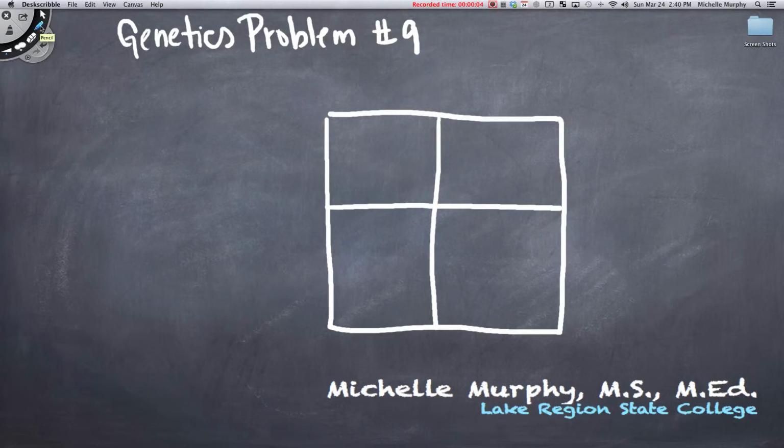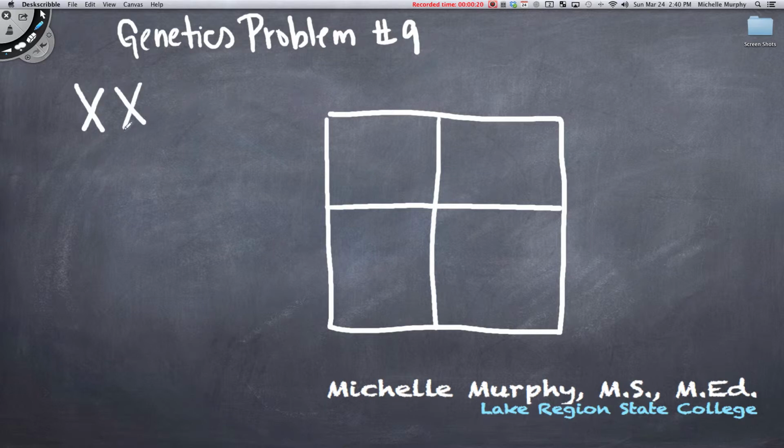Genetics problem number 9 says in humans, color blindness is a sex-linked trait. Fill in a Punnett square and give the genotypic and phenotypic ratios of a cross between a colorblind male and a heterozygous female.